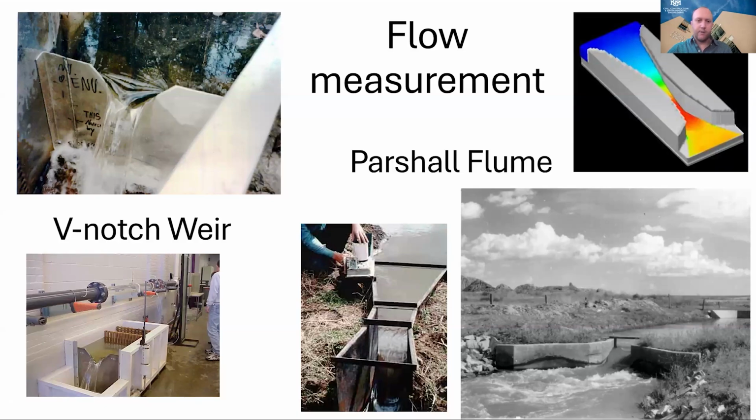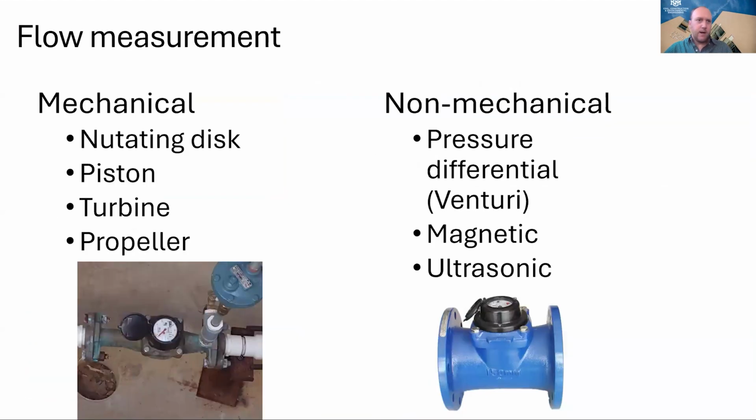And so these are used a lot in surface water. You can see even here, though, it's in a facility at a water plant. But they're used for all sorts of things, even irrigation ditches and such. And then there's flow measurement inside the pipe. So there's mechanical flow meters, and there's a whole variety of different kinds of apparatuses that measure the flow as it goes through that pipe.